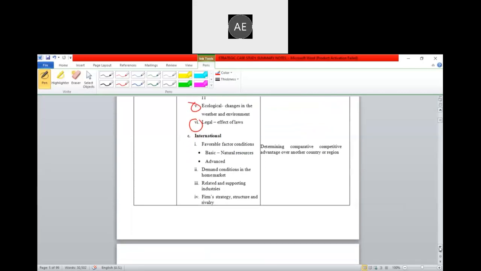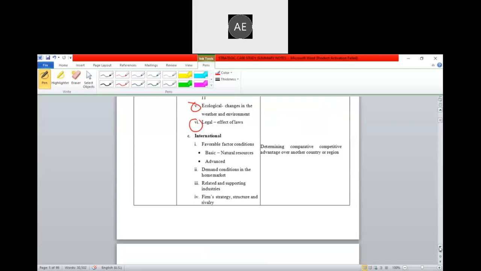The last environment is the international environment. According to economic theory, a company or a country may achieve comparative competitive advantage over another country by using its natural resources. However, according to Michael Porter, there are four factors that will determine the ability of an entity to achieve comparative competitive advantage over another entity in another country or region.